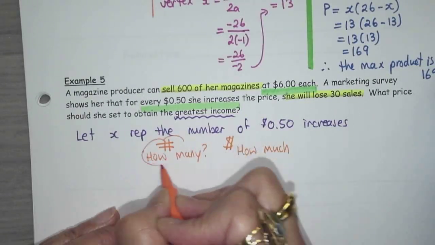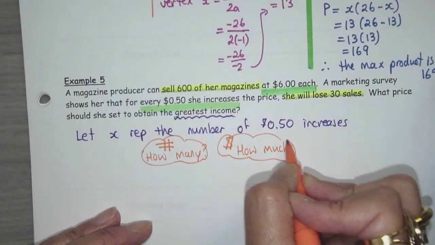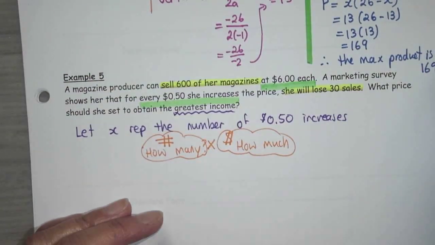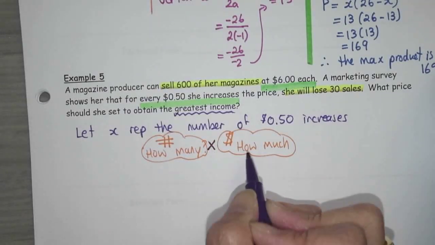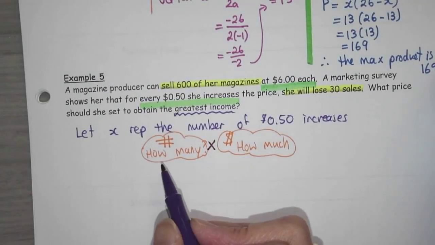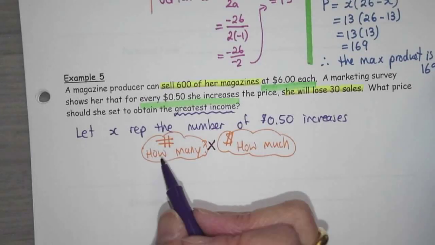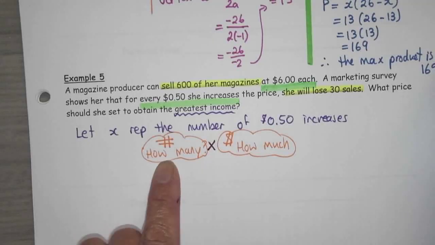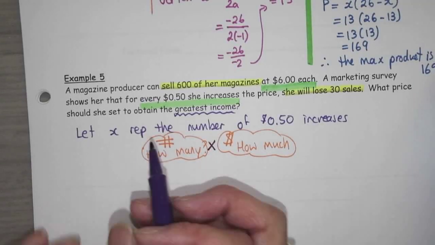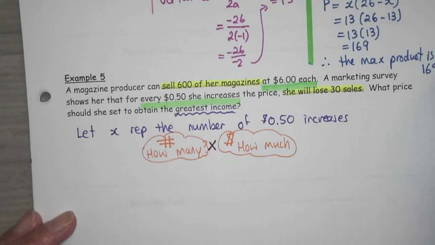Okay, you don't have to write this part, but that's what I'm finding. I multiply how many times how much. So if I sold 500 times $5, 500 times $5, right, and how much you get. So that makes sense, like the number I sell times how much I'm selling it for. So then you don't have to write that. That's just your brain thinking that.